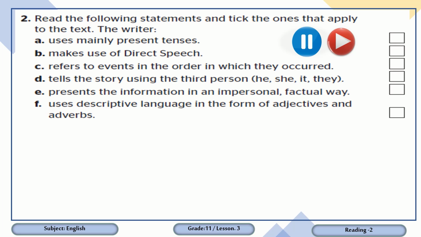Letter D. The writer tells the story using the third person, he, she, it, or they. Letter E. The writer presents the information in an impersonal, factual way. Letter F. The writer uses descriptive language in the form of adjectives and adverbs. Please pause the video for some time, get your answers ready. After that, play the video again in order to check your answers.